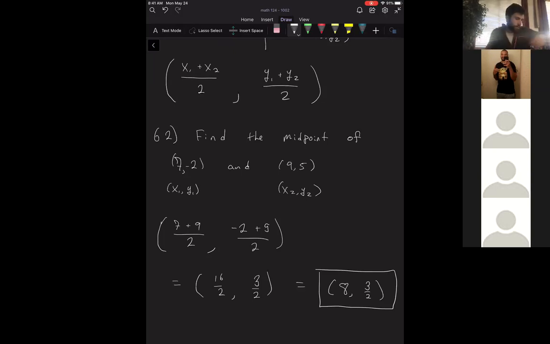Okay, is there anything else important from this section? I don't think so. That's good. All right, so let's move on to section 1.2. So what do we have going on in this section?